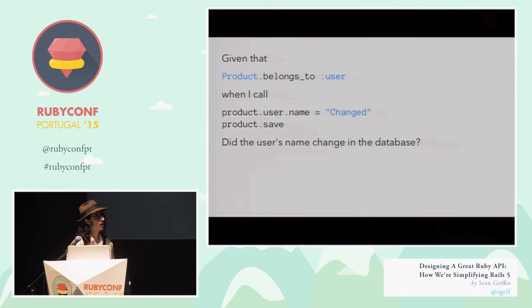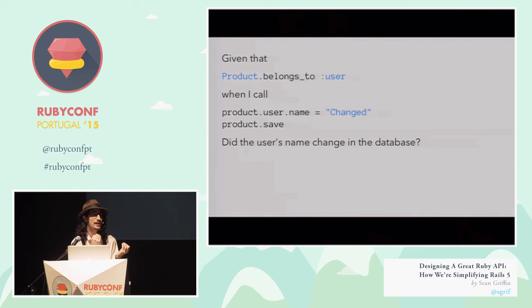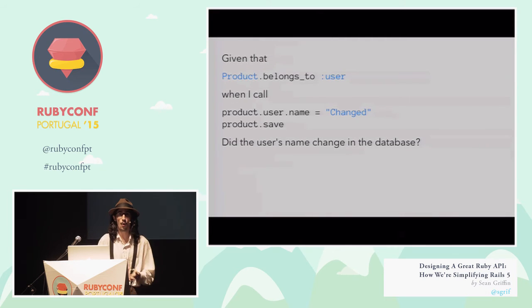So if a product belongs to user, and I change the name of a product to user, and I call product.save, did the user's name change in the database? Anybody think they know this? Good, because it's a trick question, because it depends on whether or not product is a new record. But you wouldn't even expect that belongs to changes the behavior of save. And if this is some unexpected thing in your app, where do you even look to figure out what's going wrong? Does save need to know about every possible class macro that can modify it?